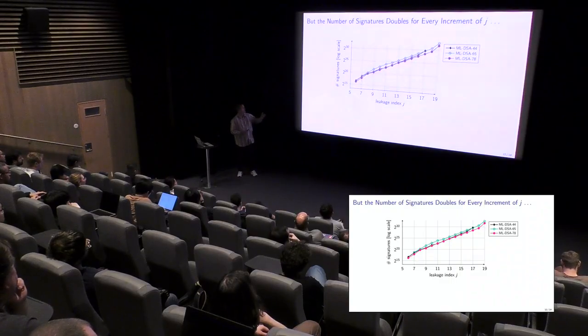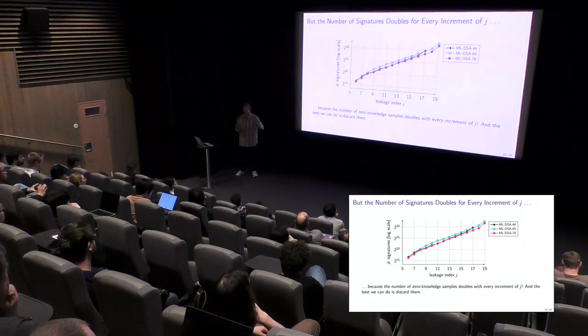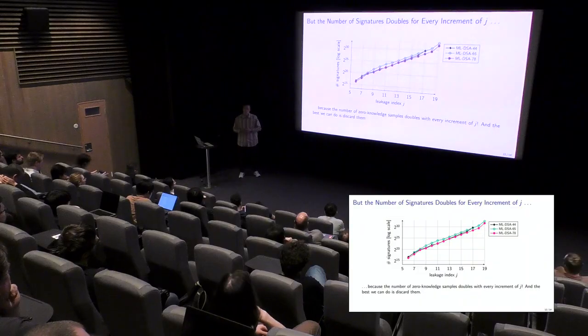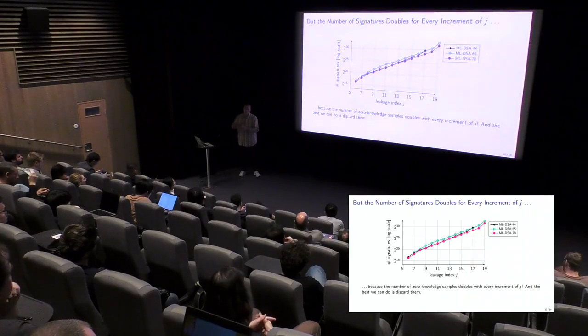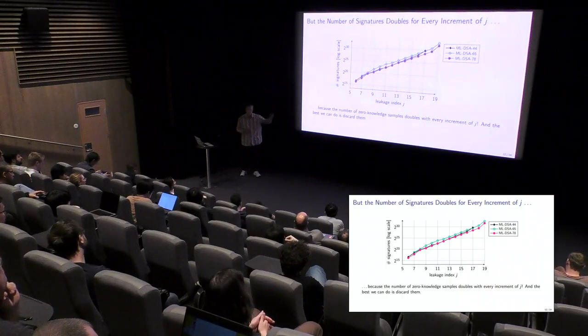And you can see on this slide that the number of required signatures doubles with every increment of the leakage index. But this is because the number of zero knowledge samples doubles with every increment. And the best we can do, of course, with zero knowledge samples is discard them. So this doubling is inherent, optimal to the attack. You can imagine that the attacker, for any of the leakage indices, waits until she has 500,000 informative samples. Just for the higher order leakage indices, she has to look at more signatures because a smaller share of them is informative. And that's the reason why more signatures need to be looked at.